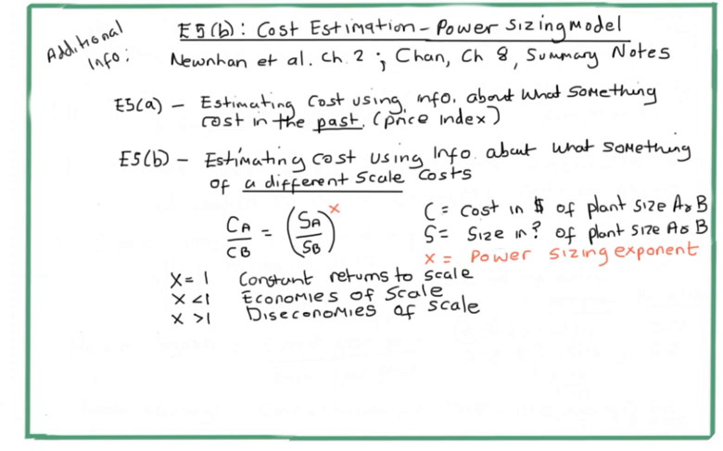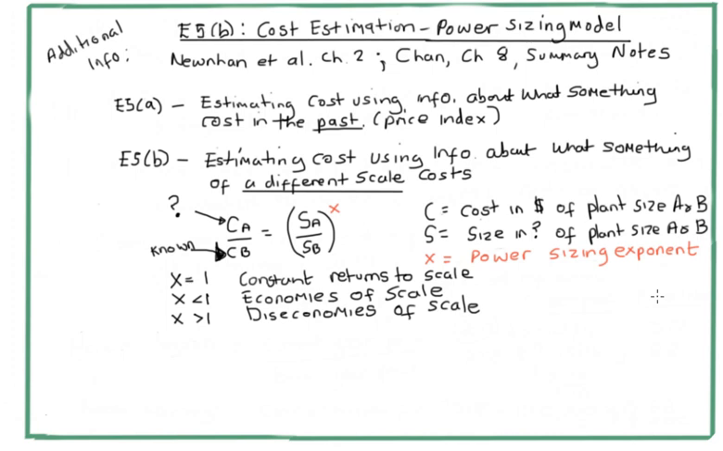So we have C, the cost in dollars of a particular plant size. Let's say we know B. We know the cost of plant size B, and we want to find the cost of plant size A. So this is the known variable because we already have a plant of that size, and we're thinking about building another plant, and we'd like to know what that would cost, but it's a different size. All right, so S stands for size.